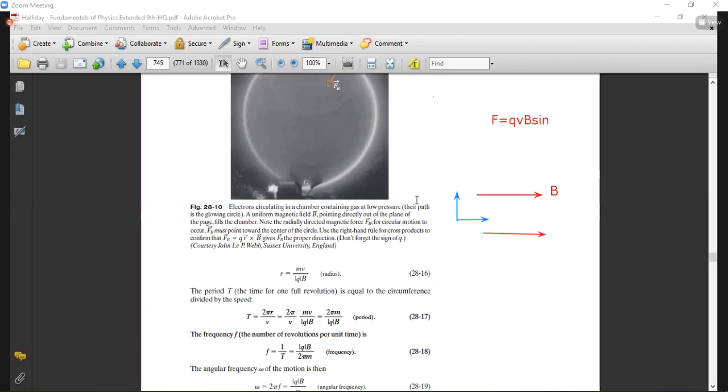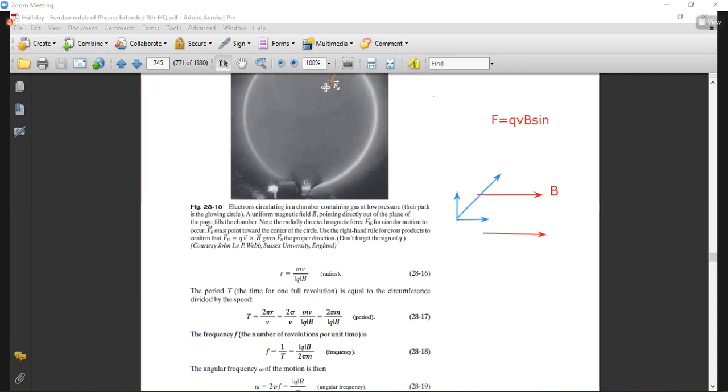velocity here. ठीक है, so for the horizontal component of the velocity, what would be the force? क्या होगी? Magnetic force zero. And for the perpendicular component, what would be the force? Maximum. Maximum QVB. So it means when you have a charged particle which is at some angle, it has now both components, horizontal component and the perpendicular component.